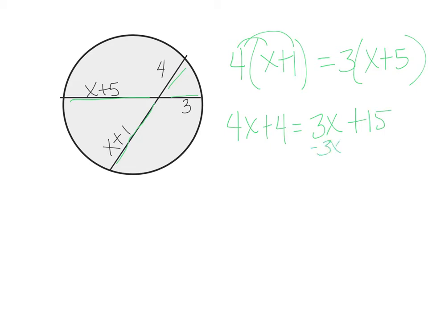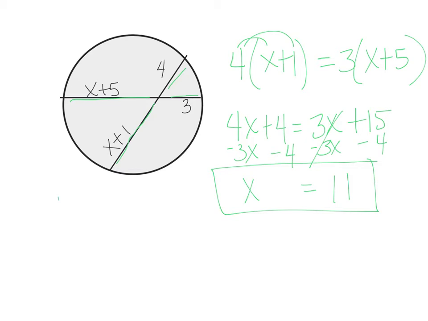Subtract the 3x from both sides of the equation, and I get x, and then I'm going to subtract the 4 from this side to get 11 over on that side. So think about it, 11 plus 5 is 16 times 3. That should equal 11 plus 1 is 12 times 4. And so 16 times 3 is 48, and 12 times 4 is also 48.